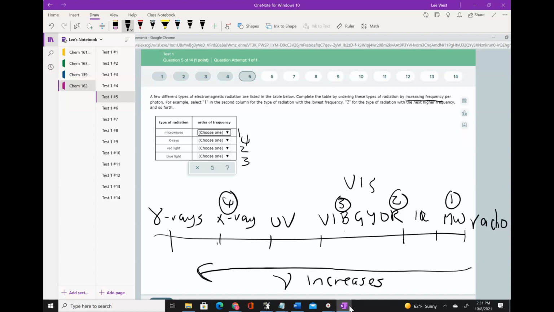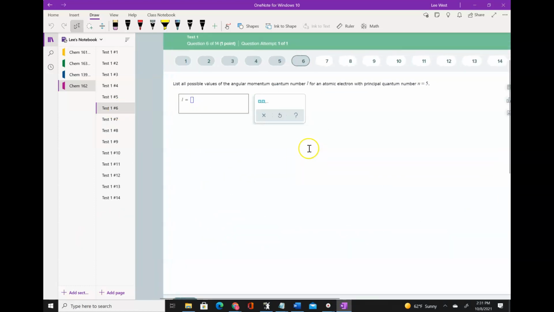So that looks good to me, and I just double check that and make sure that I haven't made any, you know, stupid errors. And yeah, that'll be good.